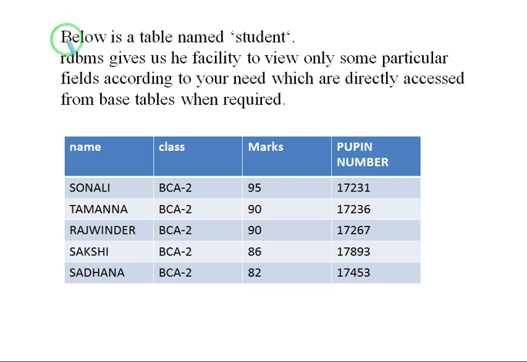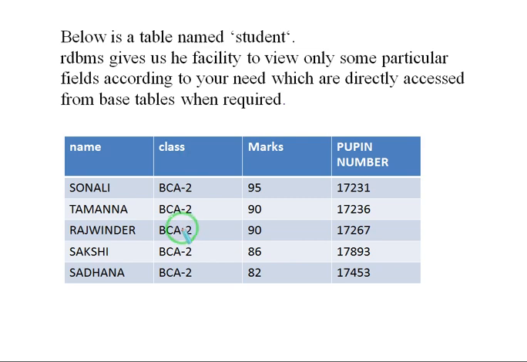See here, below a table named student, the RDBMS gives us the facility to view only some particular fields according to your need, which are directly accessed from the base table when required.